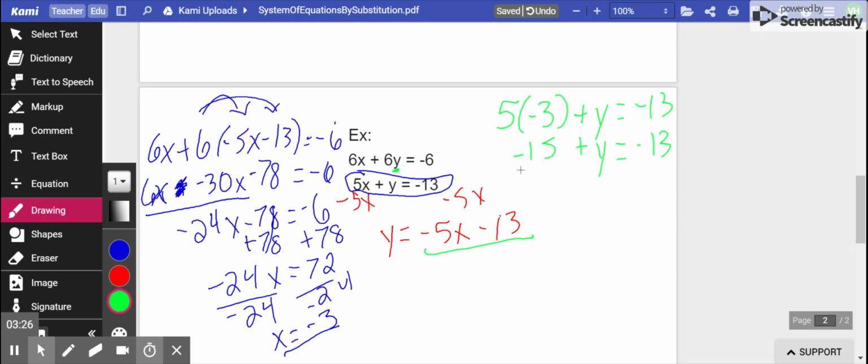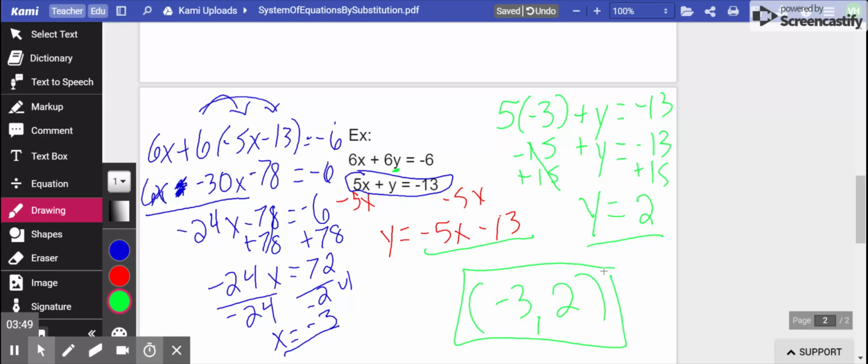I want to solve for y, so I'm going to get rid of negative 15 by adding it to both sides. Negative 15, positive 15 cancel out. That leaves me with just a y on the left. Negative 13 plus 15 is 2. So now I have a y value and an x value. If I write it as an ordered pair, it would be negative 3, 2. That would be your one solution by solving using substitution.